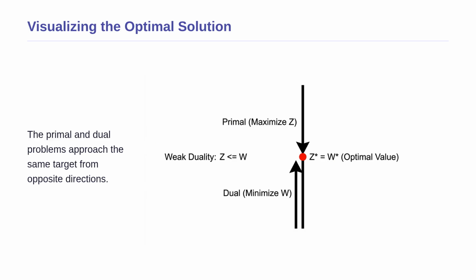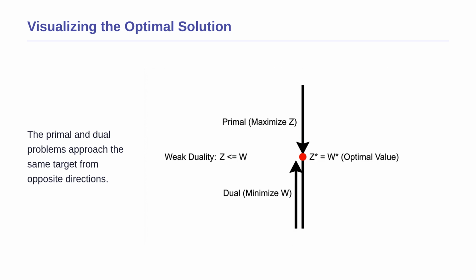Let us visualize everything we have just proven. On screen, you are looking at a vertical axis representing the objective value, either profit or cost. The upward arrow represents the primal problem. It is trying to push the value up as high as possible to maximize profit. The downward arrow represents the dual problem, pushing the value down as low as possible to minimize cost.